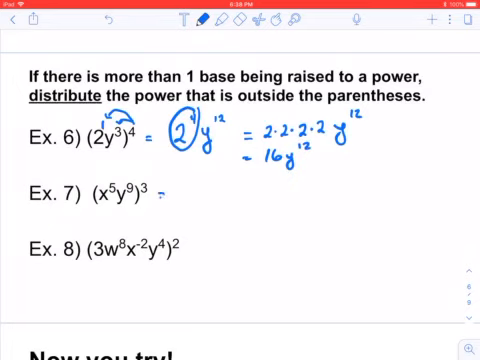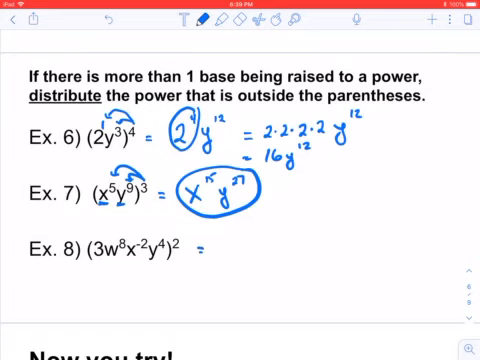Okay, over here on the next one, again, we have two bases. We have the x, and its exponent is 5. We have the y, and its exponent is 9. And then that whole thing is being raised to the 3rd power. So we're going to distribute that power outside to each of the powers inside. So you're going to get x to the 5 times 3 makes 15, times y to the 9 times 3 makes 27th. So that's it.